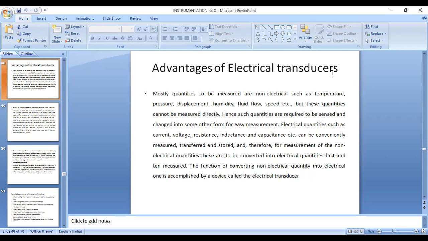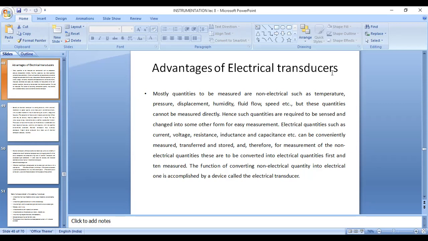There are so many moving parts associated with mechanical instruments, so there will be frictional losses also. Since there are so many moving parts, continuous maintenance is necessary in order to operate them smoothly. And since there are so many moving parts, speed of response is very low, right? These mechanical instruments are also much more noisy, and their accuracy is less when compared to electrical and electronic instruments.